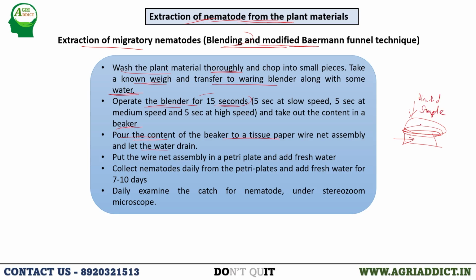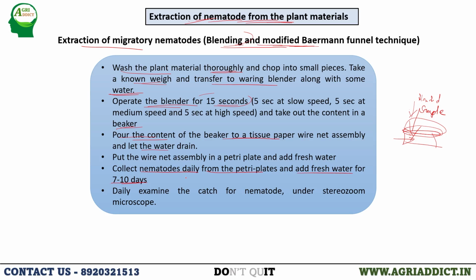The active, motile nematodes showing mobility will move towards the water, as they have a high affinity towards water. So the method follows like this. Collect the nematodes daily from the Petri plates and add fresh water for 7 to 10 days.